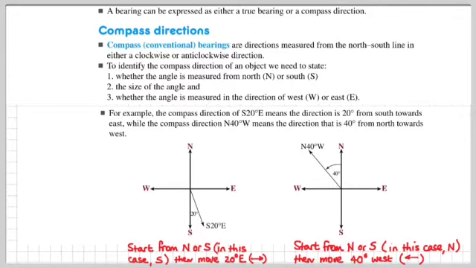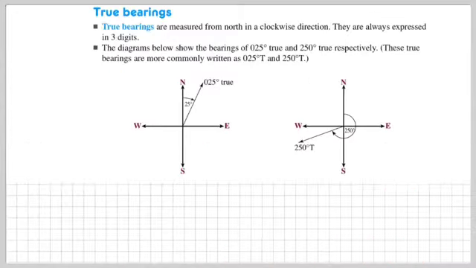They are compass directions. But now we're going to look at true bearings, which is the other way of referring to the same thing. True bearings are measured from the north in a clockwise direction. They are always expressed in three digits.